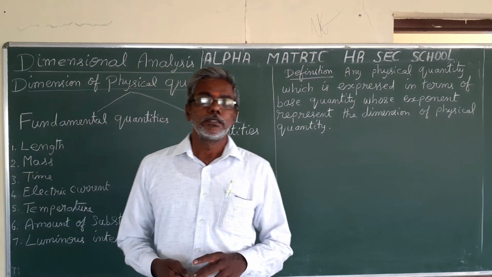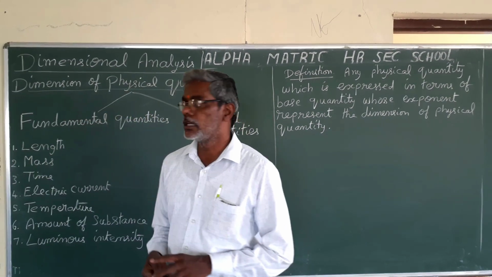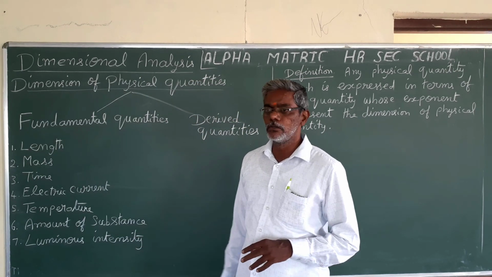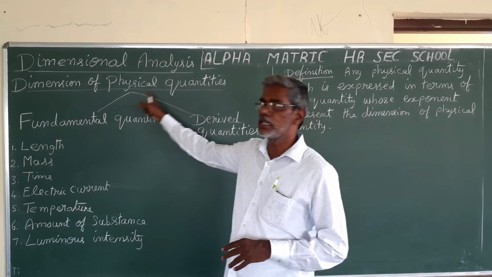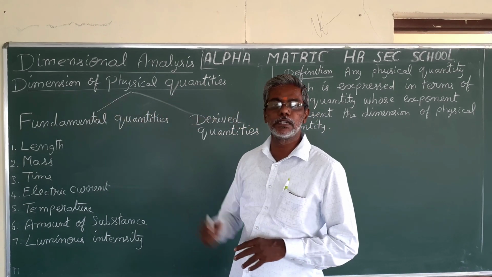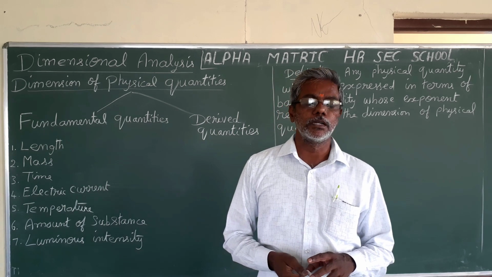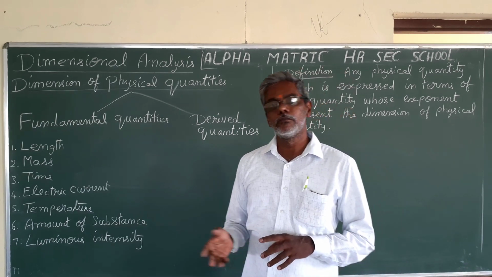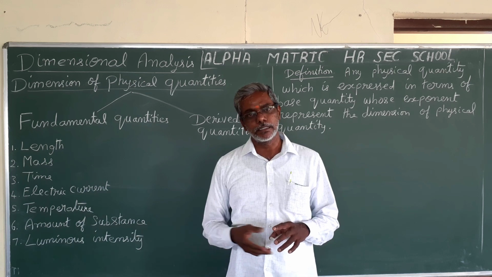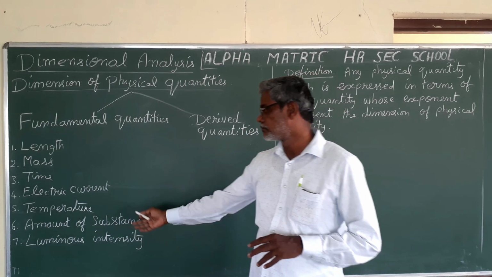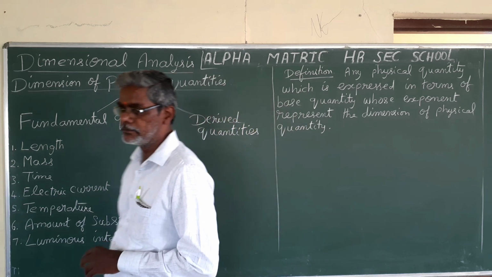Good morning, students. Today we are going to discuss dimensional analysis. So we know physical quantities are classified into two types. One is fundamental quantities, the other is derived quantities. What are the fundamental quantities? Length, mass, time, electric current, temperature, amount of substance, and luminous intensity.